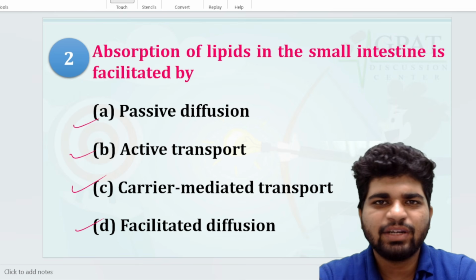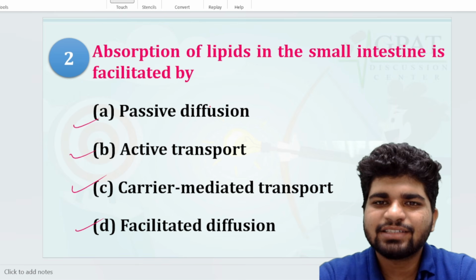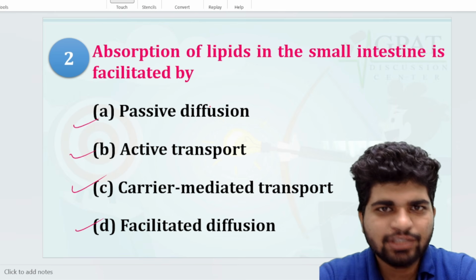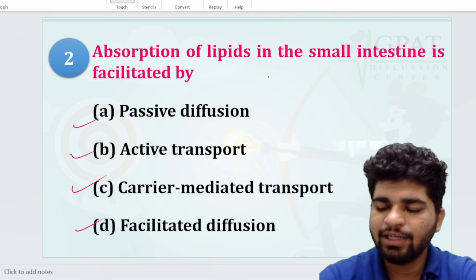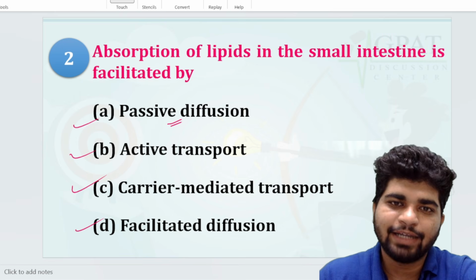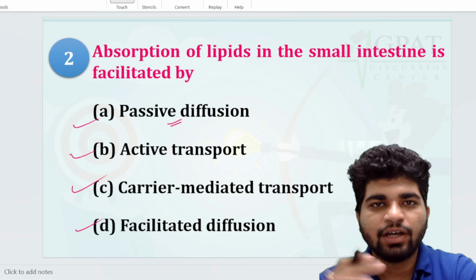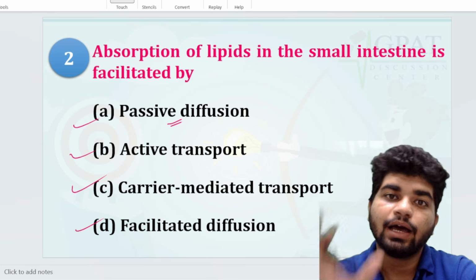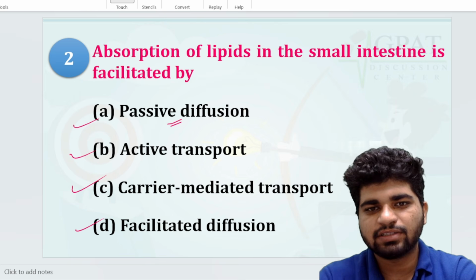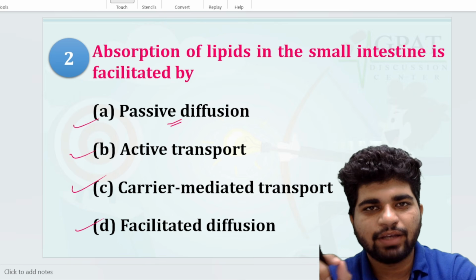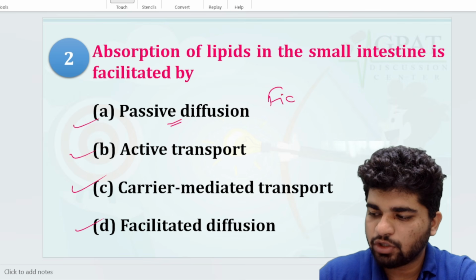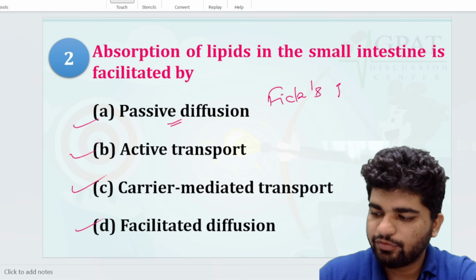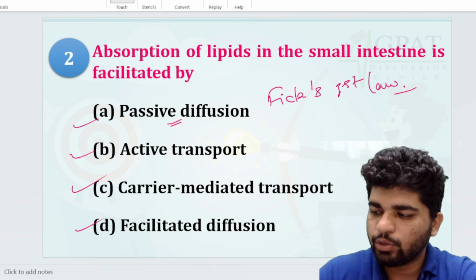There is a very simple concept: whether it is lipids, essential nutrients, or whatever it is, if it is going to be absorbed from the small intestine, then passive diffusion takes place. And what is passive diffusion? The transport of the drug molecules from the higher concentration to lower concentration. That is what passive diffusion is. And it follows which law? That's your Fick's first law, right? Fick's first law, it is going to follow.